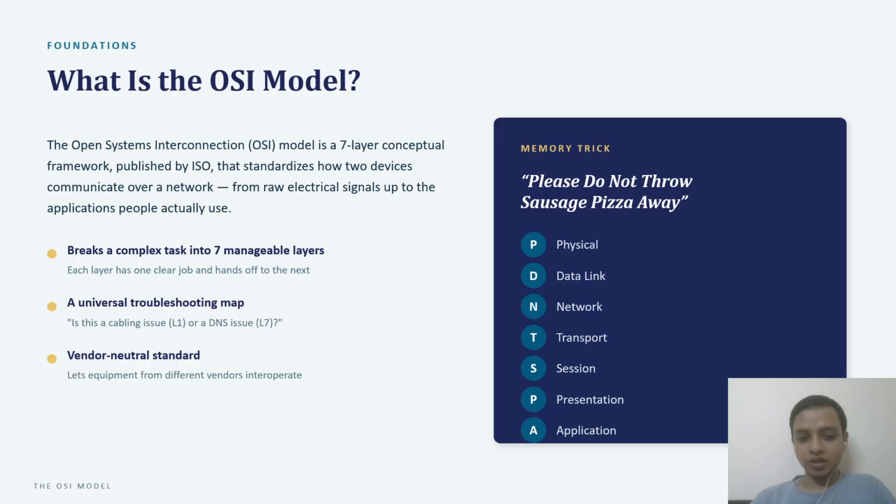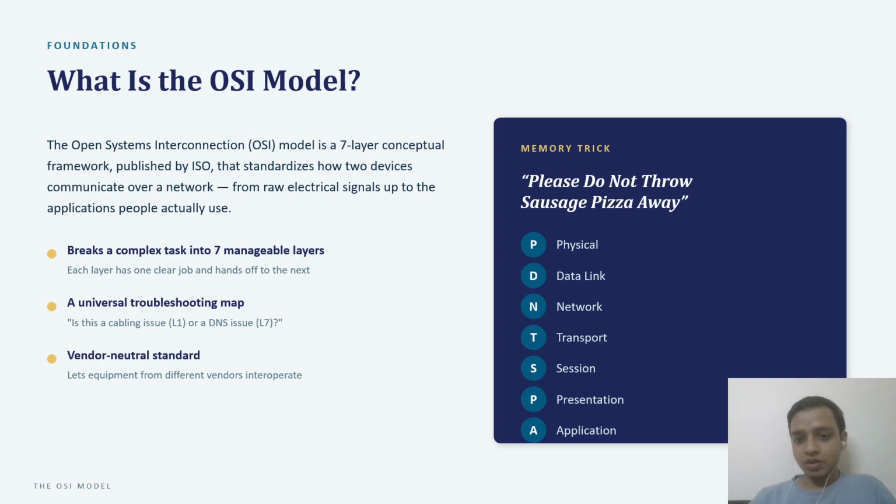So the OSI model is a 7-layer conceptual framework. As I said, it is a reference model, also called a conceptual framework. It's not implemented in the real network, published by ISO, which is written here. You can read it.